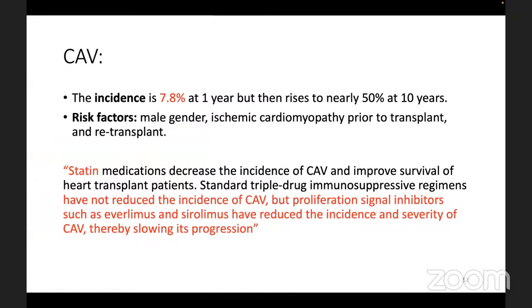The incidence is around 7.8% at 1 year, but then rises to nearly 50% at 10 years. Risk factors include male gender, ischemic cardiomyopathy prior to transplant, and retransplant. What's important with CAV is that statin medications decrease the incidence and improve survival in transplant patients. Standard triple-drug immunosuppressive regimens do not reduce the incidence of CAV. But proliferation signal inhibitors, such as everolimus and sirolimus, as we mentioned early on in the presentation, reduce the incidence and severity of CAV, thereby slowing its progression.